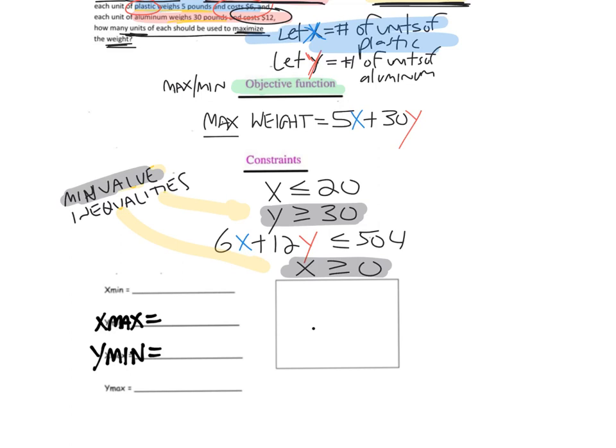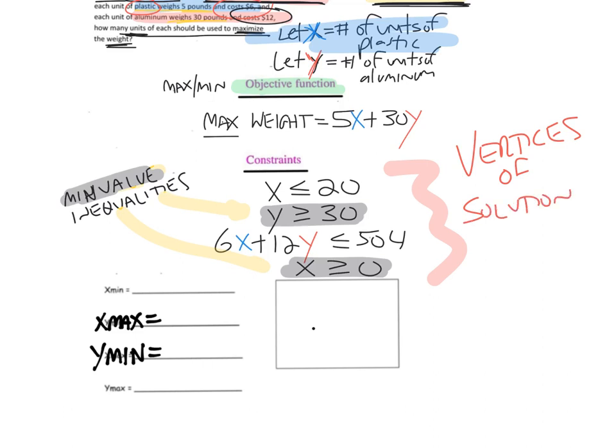the solution area, and then more importantly, we want to find the vertices, the corners of the solution area. And a lot of times, getting the viewing window set up properly is the challenge. But we're going to use these constraints to help us set up our viewing window.